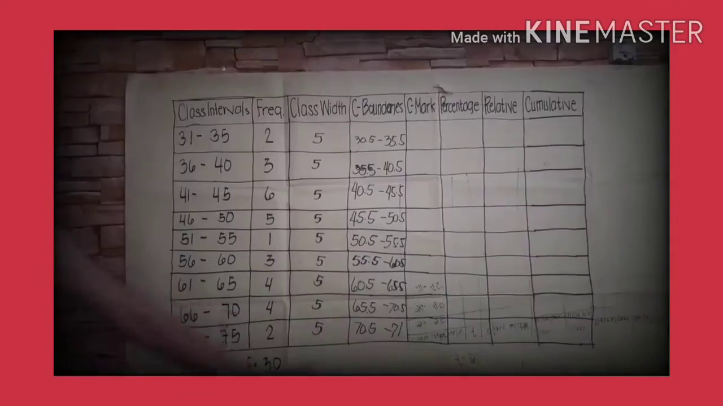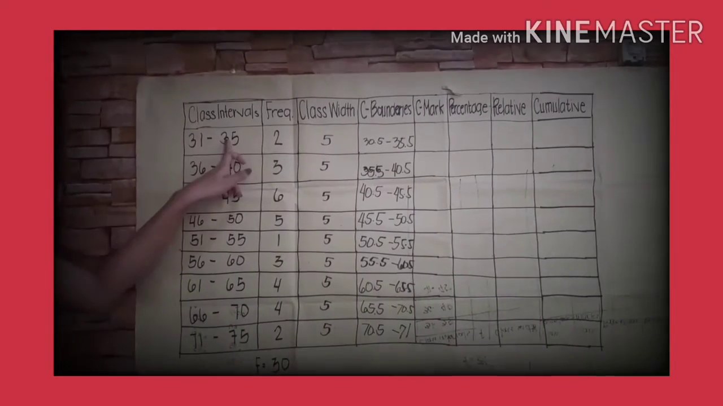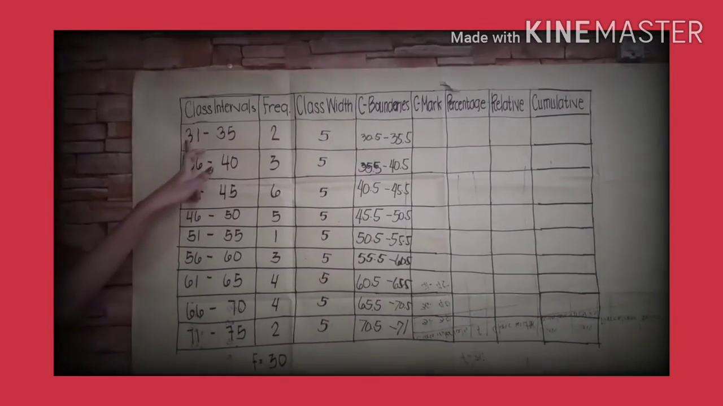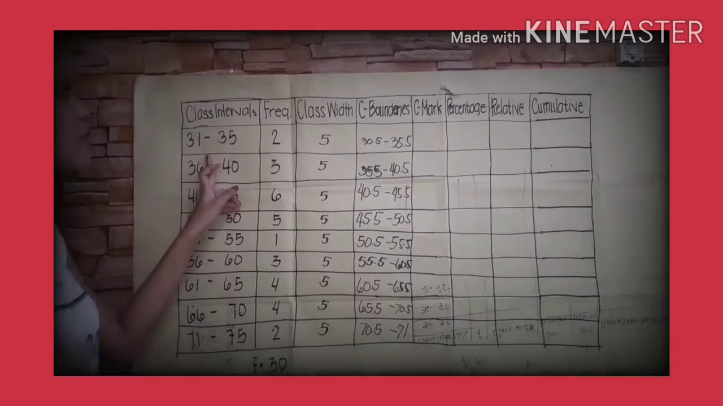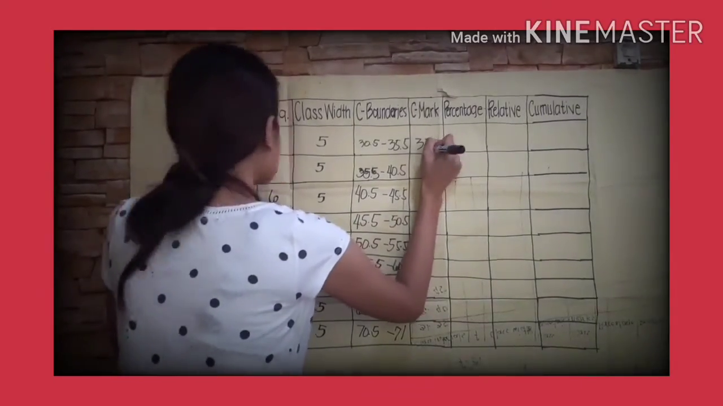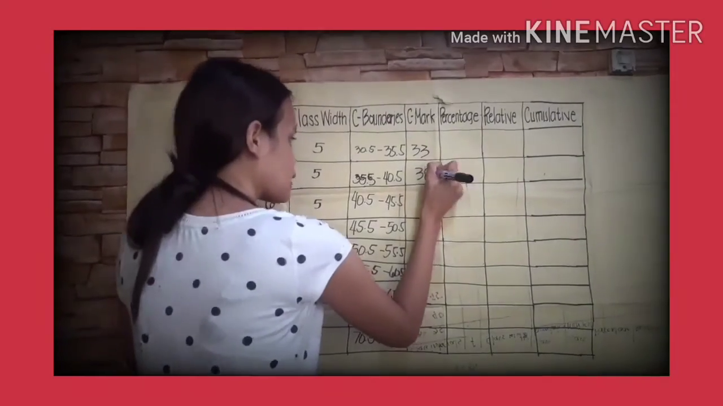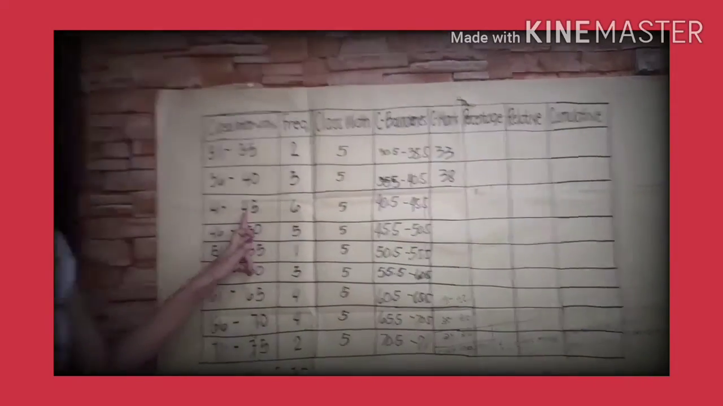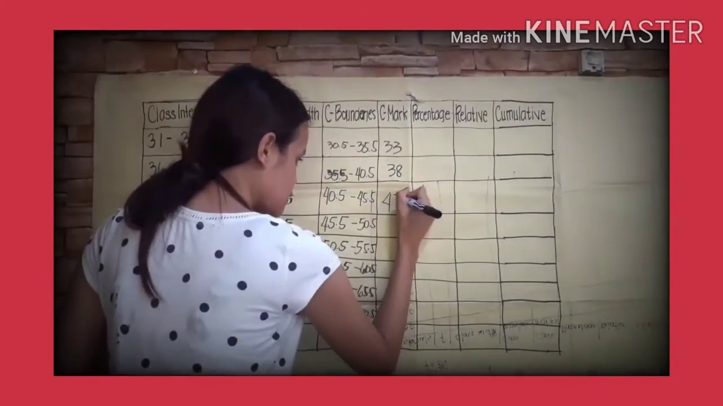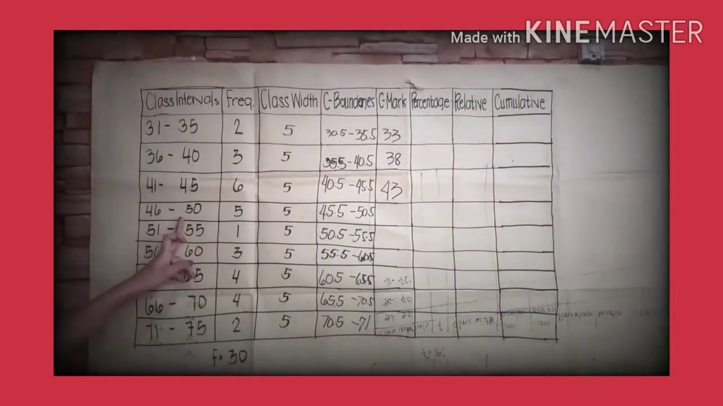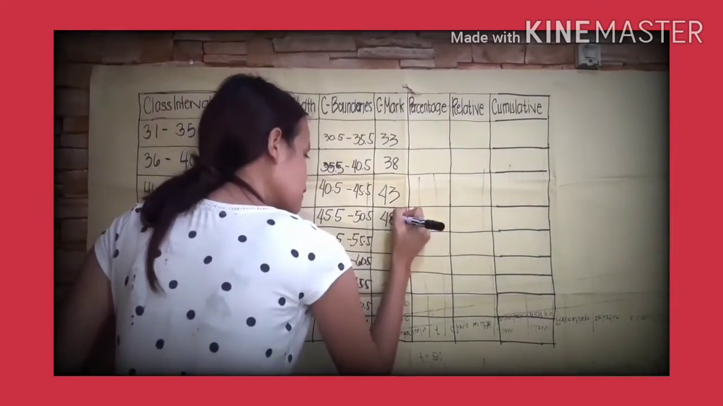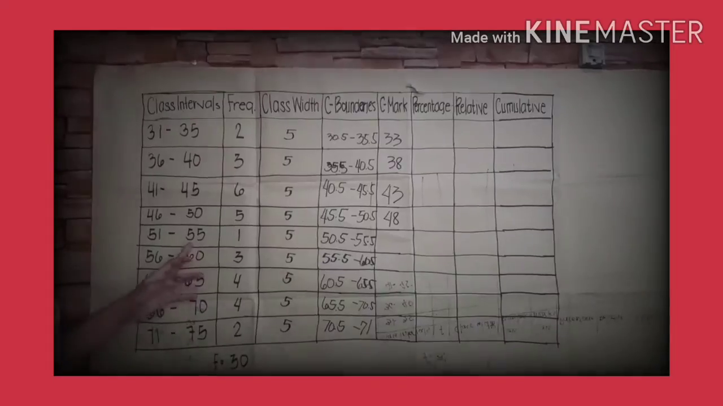So next, in the class mark, you're just going to add these two numbers and divide it by 2. So 31 plus 35 divided by 2 equals 33. 36 plus 40 divided by 2 equals 38. 41 plus 45 divided by 2 equals 43. 46 plus 50 divided by 2 equals 48. 51 plus 55 divided by 2 equals 53.